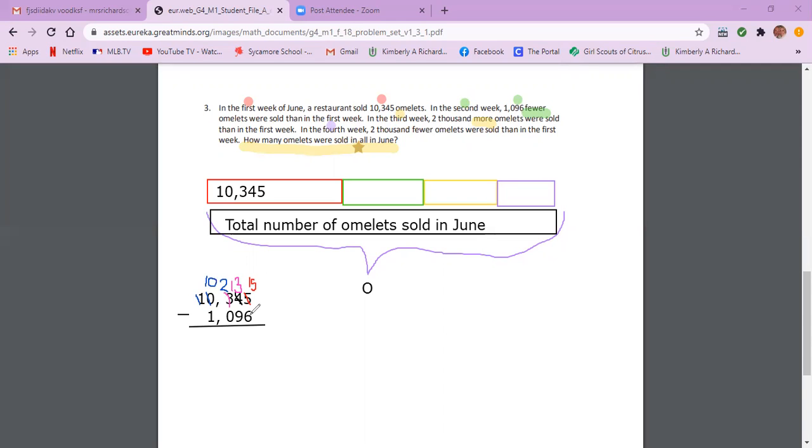15 minus 6 is 9. So put your 9 down below right here. 13 minus 9 is 4. 2 minus 0 is 2. And then 10 minus 1 is 9. So now we know that in the second week, they sold 9,249 omelets.